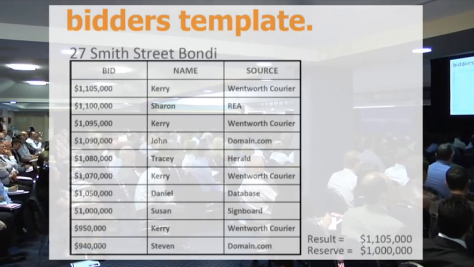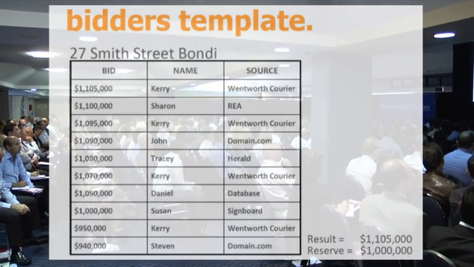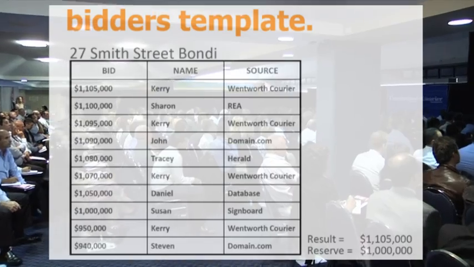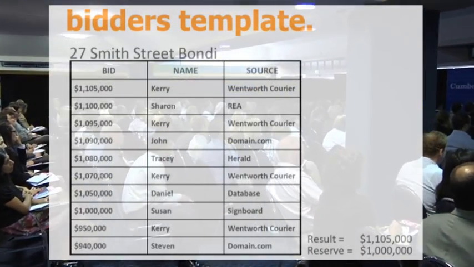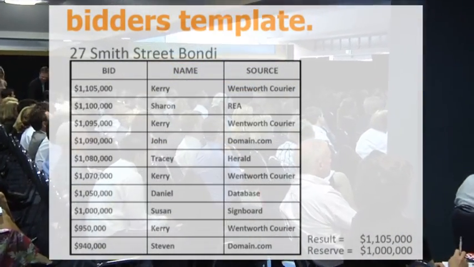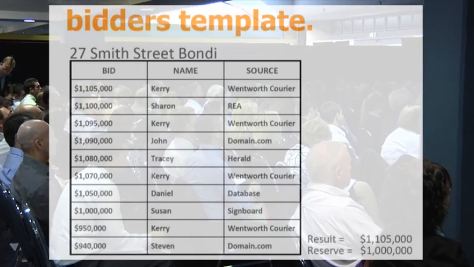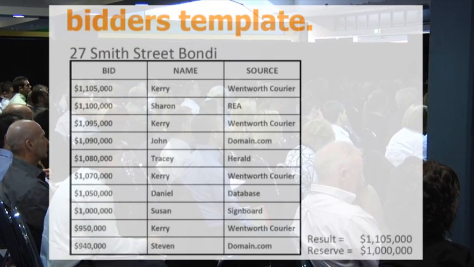Now let's have a look at where the buyers come from. So Kerry came from the Wentworth Courier. Sharon said that she got the email alert, and so on. See, I've even tried to be not biased. I've even actually put the competitor on the slide there, right?